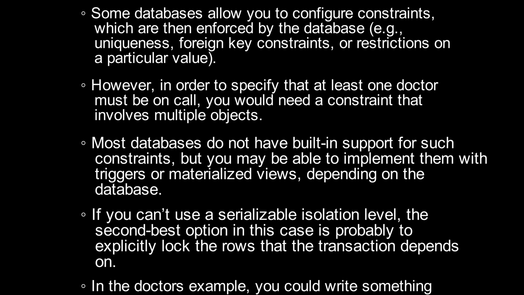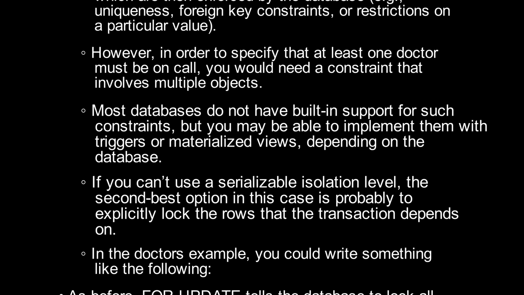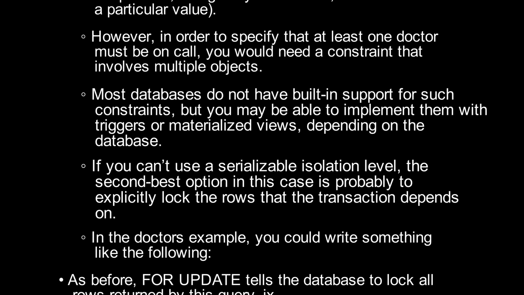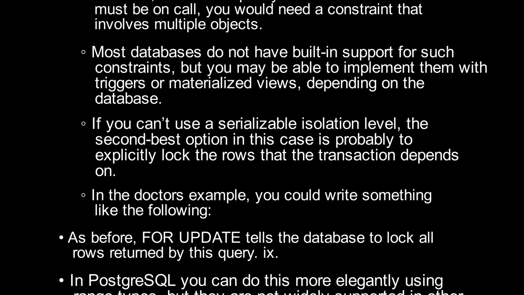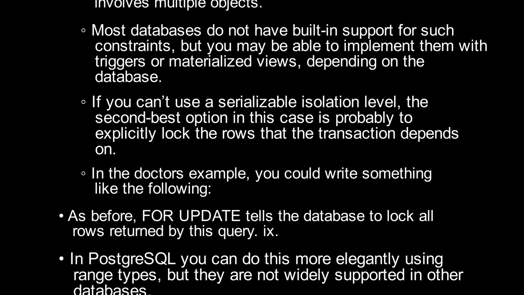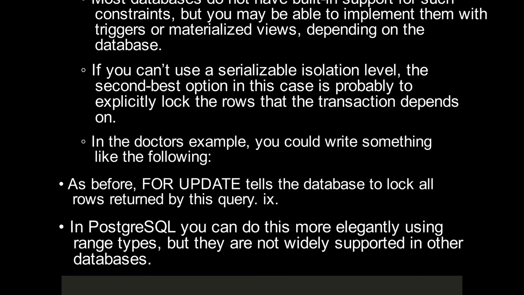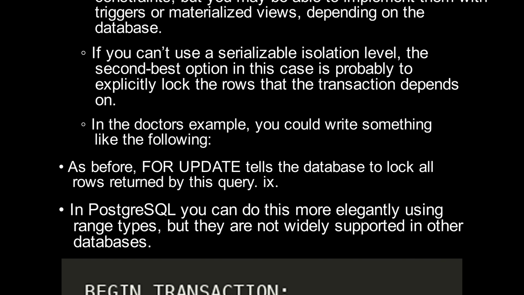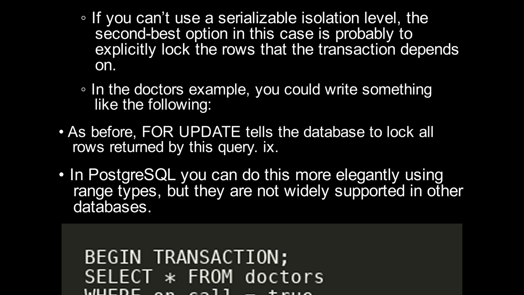If you can't use a serializable isolation level, the second best option in this case is probably to explicitly lock the rows that the transaction depends on. In the doctors example, you could write something like the following. As before, FOR UPDATE tells the database to lock all rows returned by this query. In PostgreSQL you can do this more elegantly using range types, but they are not widely supported in other databases.